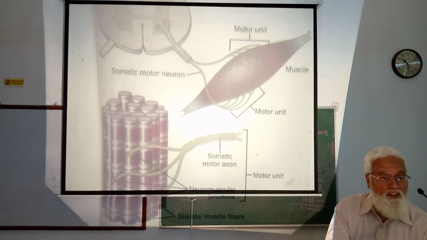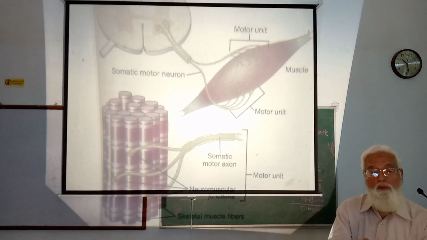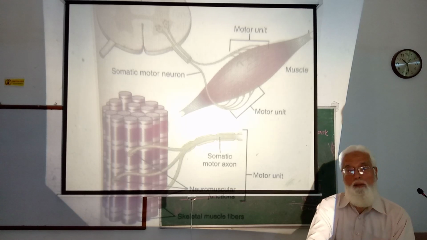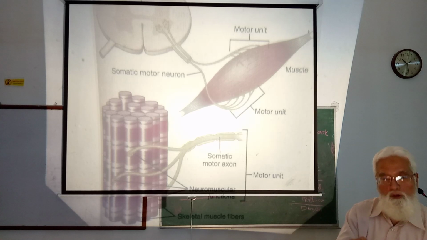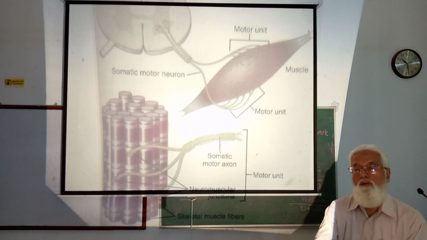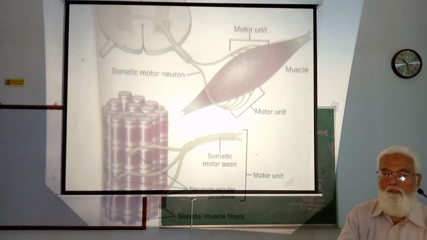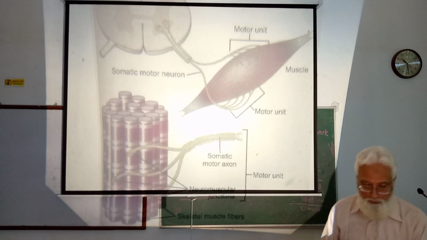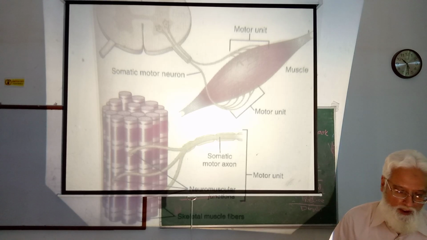So there is an increase in the number of muscle fibers in the motor unit. The number of muscle fibers in a motor unit may increase up to 5 times in patients of poliomyelitis, and this is called macromotor unit. So this was about the motor units and then the macromotor unit.